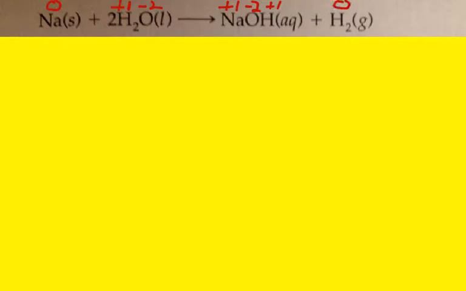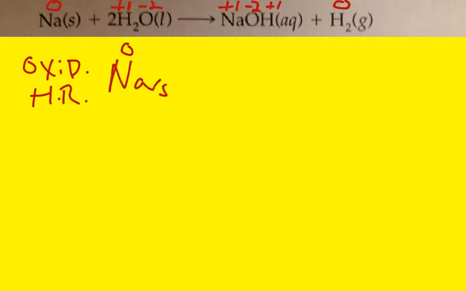All right, so we're going to look at it carefully, and we'll ask ourselves who got oxidized. Now we're going to write down oxidation, OXID for short, HR, half reaction for short, okay? Now, who got oxidized? We notice that Na went from 0, from the solid state, to Na plus 1. So his number went up. We know he got oxidized.